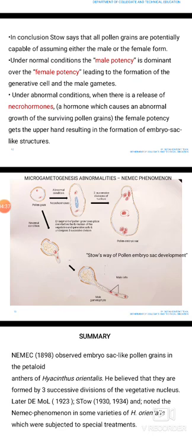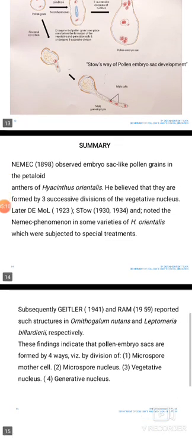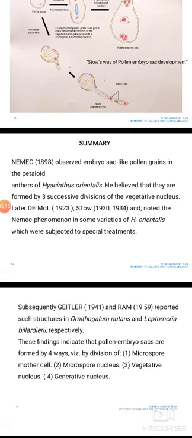So, the summary of this is: Nemec observed embryo-like pollen grains in the petaloid anthers of Hyacinthus orientalis. He believed that they were formed by 3 successive divisions of the vegetative nucleus. Later, De Mol and Stowe noted the Nemec phenomenon in some varieties of Hyacinthus orientalis, which were subjected to special treatments. Subsequently, Kettler and Ram reported such structures in Ornithogallum nutans and Leptomeria.